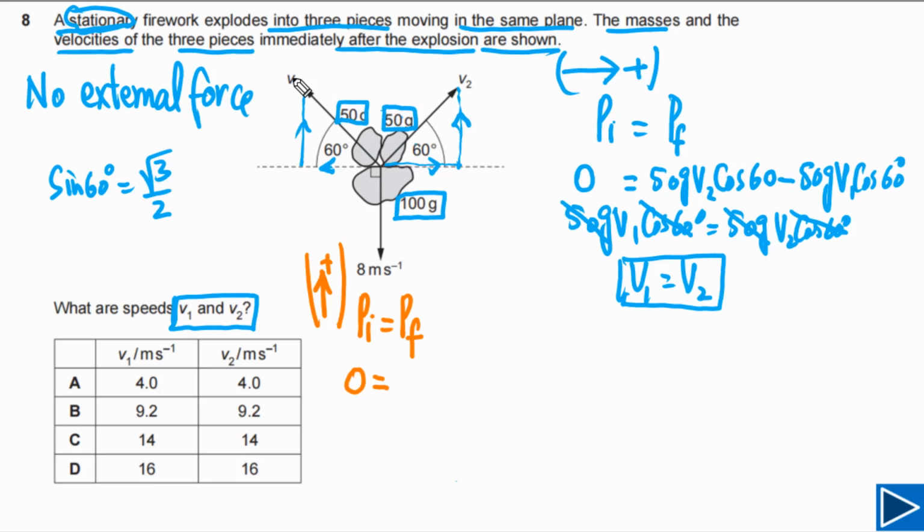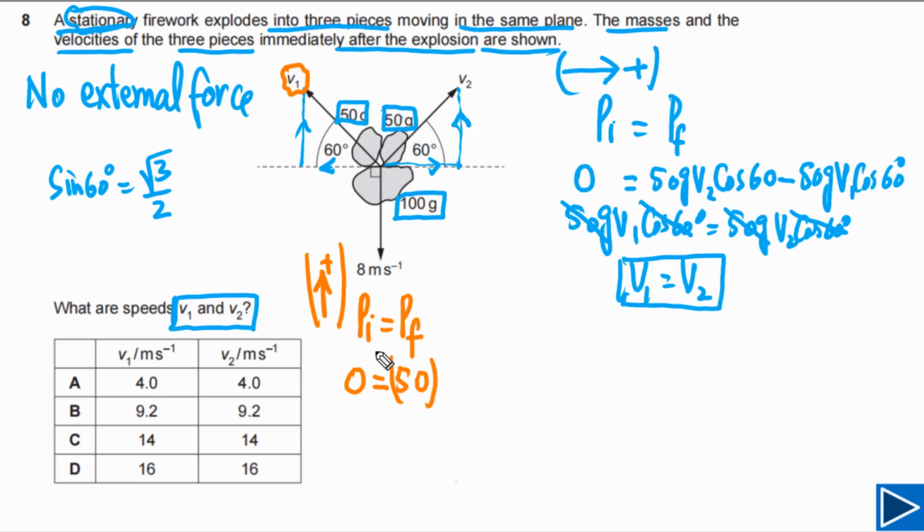So we have three pieces. Piece 1 has momentum along the vertical, so we can write its momentum as the mass of piece 1. We will be using mass in grams because the mass will be cancelled. We do not need to convert into kilograms, but if you want to convert into kilograms, you can also convert. The result will be the same. So I'm using mass in grams.